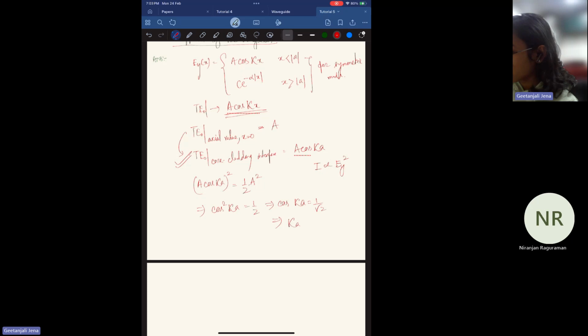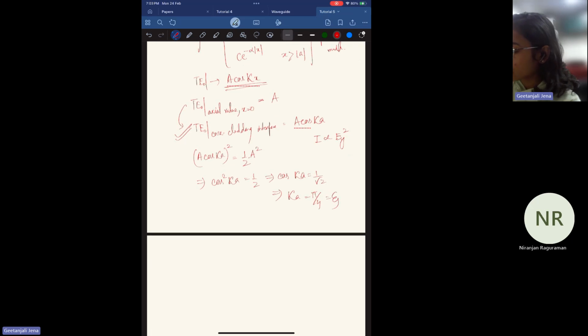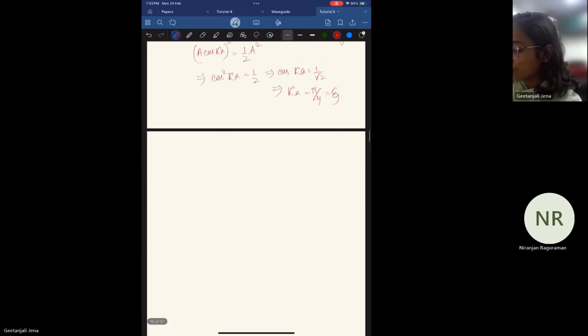So this will give Ka as pi by 4. So we have the value of zeta now. So for eta, we need zeta tan zeta, which is K tan Ka. K is pi by 4, tan pi by 4. So this is pi by 4. So zeta is equal to eta.